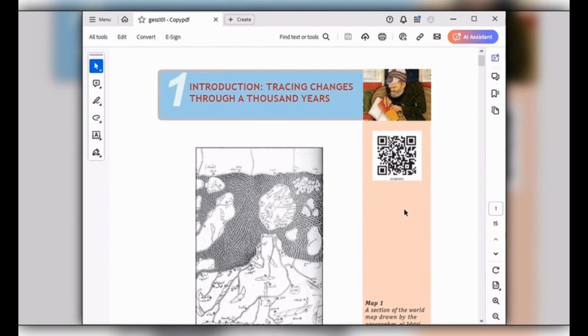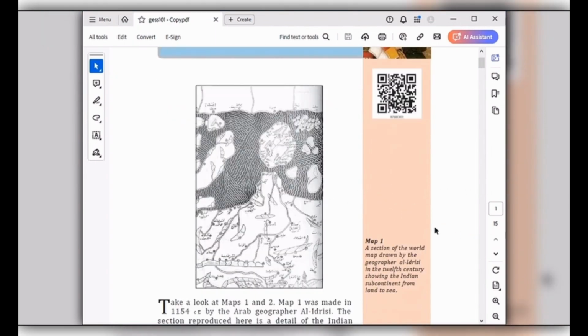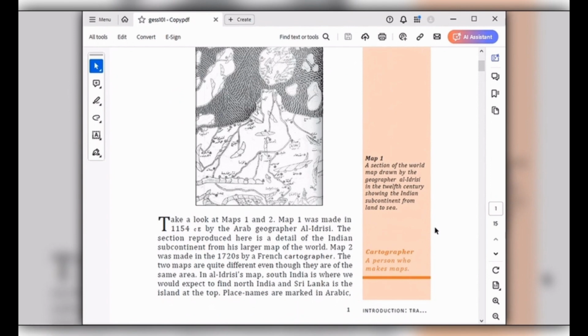1. Introduction. Tracing changes through 1,000 years. Take a look at Map 1 and 2. Map 1 was made in 1154 CE. By CE we mean Common Era, children. By the Arab geographer Al-Idrisi. The section reproduced here is a detail of the Indian subcontinent from his larger map of the world.